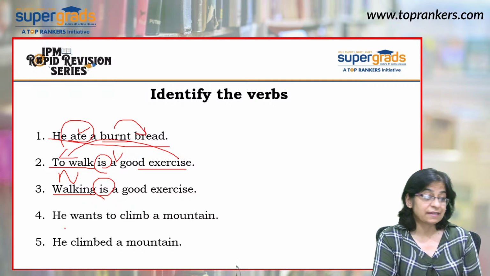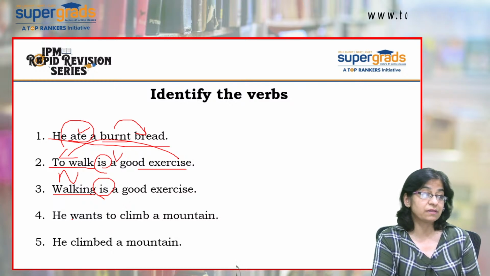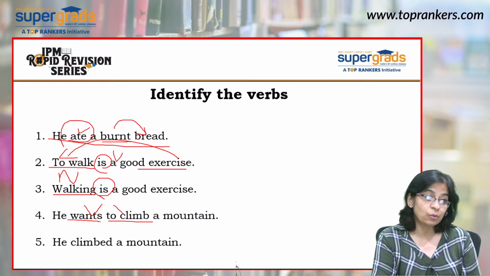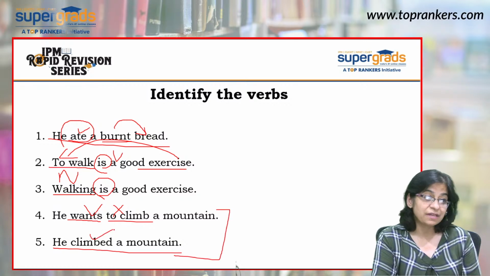Now, the next sentence. He wants to climb a mountain. Now, what does he want to do? He wants to climb a mountain. The verb in this sentence is wants. To climb the mountain is not the verb of the sentence. It's in fact the subject, I mean, the noun here in the sentence. Now, look at this sentence. He climbed a mountain. Do you see the difference in the two sentences? Here, climbed is the verb of the sentence.